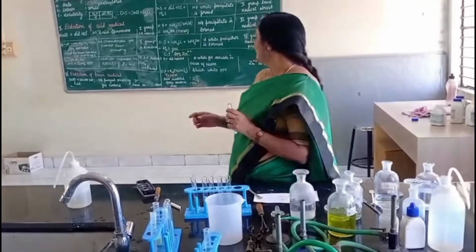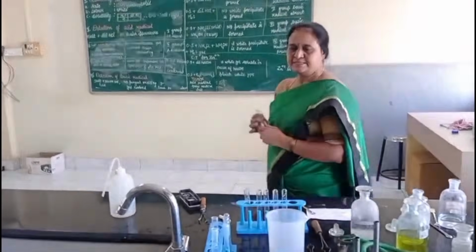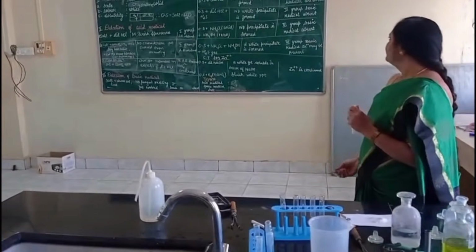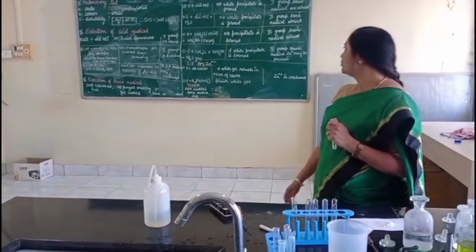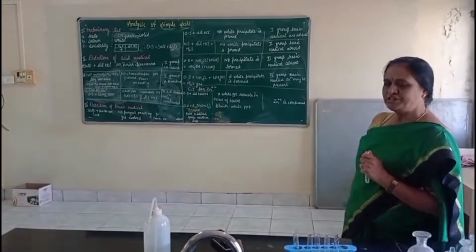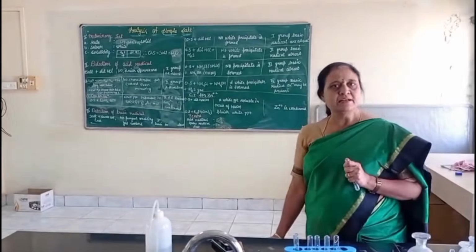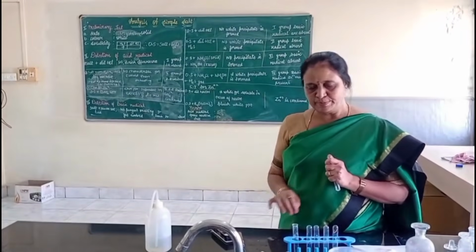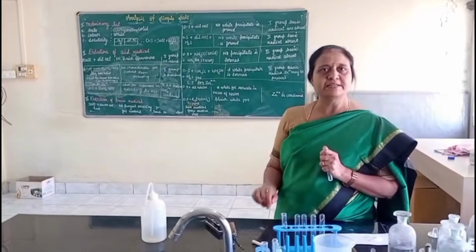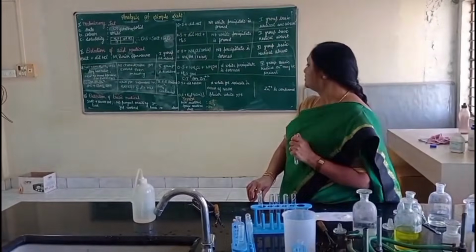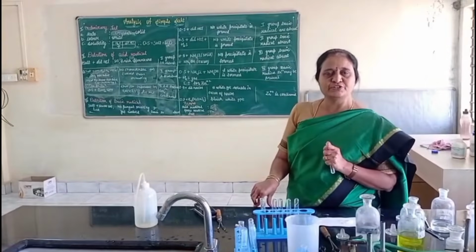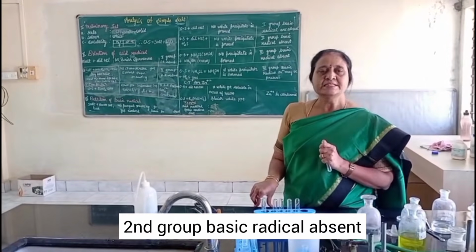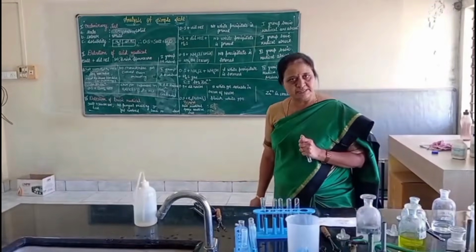Now I move to detection of basic radical. First I am doing detection of zero group basic radical, that is original solution plus dilute HCl. So I am not getting anything, no PPT. Then I move to second group basic radical. For second group basic radical, I am taking original solution plus dilute HCl plus H2S gas, no PPT. Second group basic radical absent.